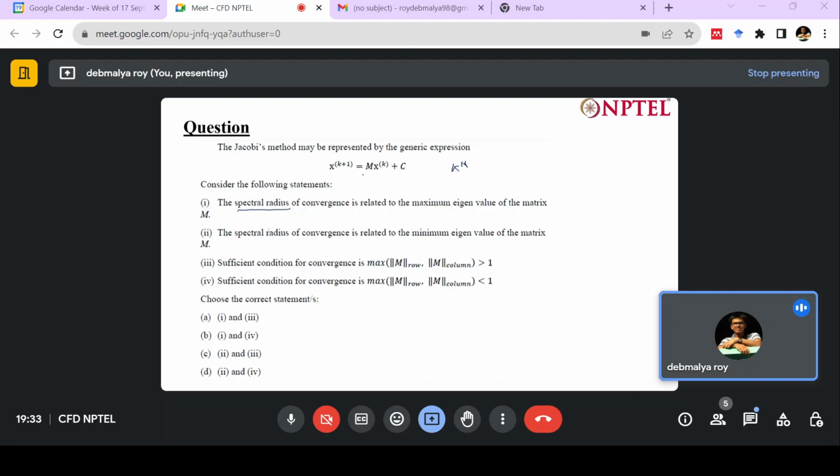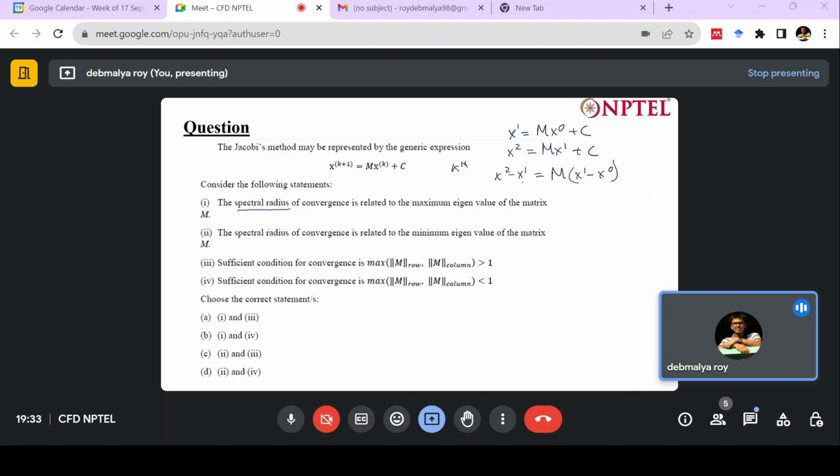If I put in some initial guess here, let's see what would happen. In the first case, x1 is equal to M x0 plus c. In the second case, x2 is equal to M x1 plus c. So let's take the difference between these. So x2 minus x1 is equal to M (x1 minus x0).